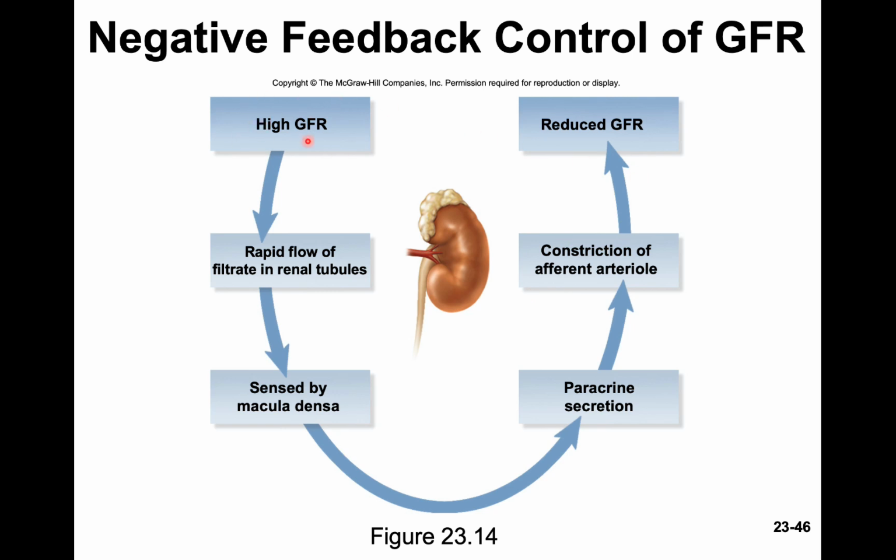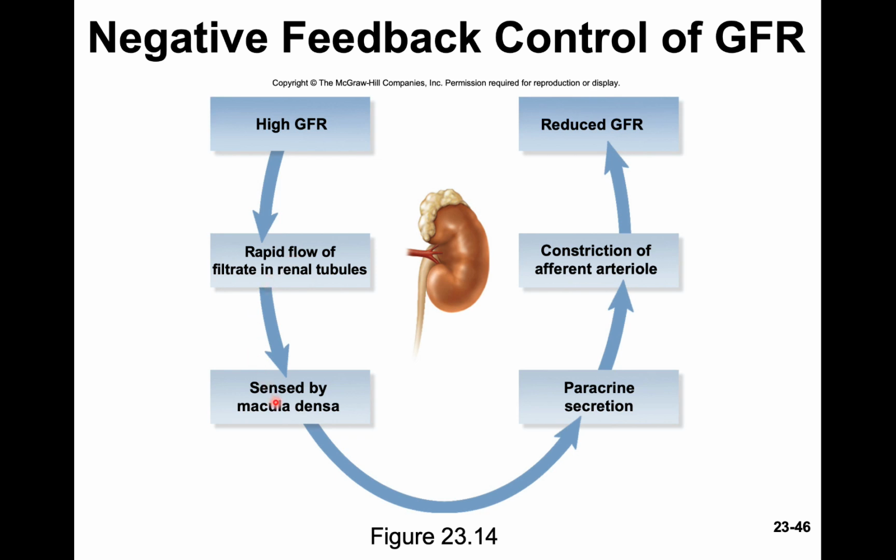Let's say the GFR is too high. So you're filtering way too much out of the glomerulus. You're going to end up peeing out way too much salt, way too much water. So what happens? If the GFR is high, you're filtering out a high volume, which is rushing through the tubule very quickly at a high concentration.